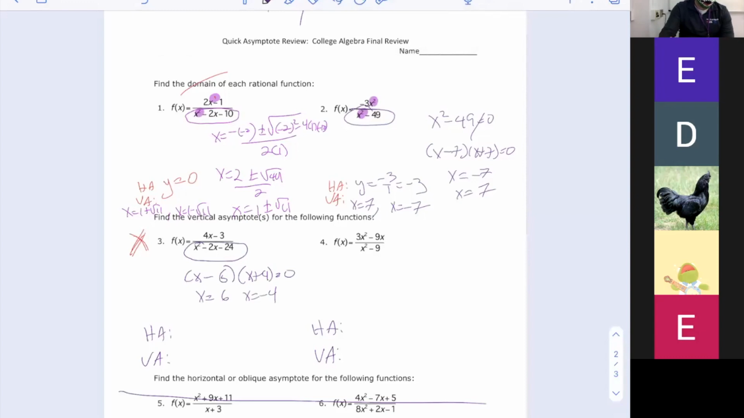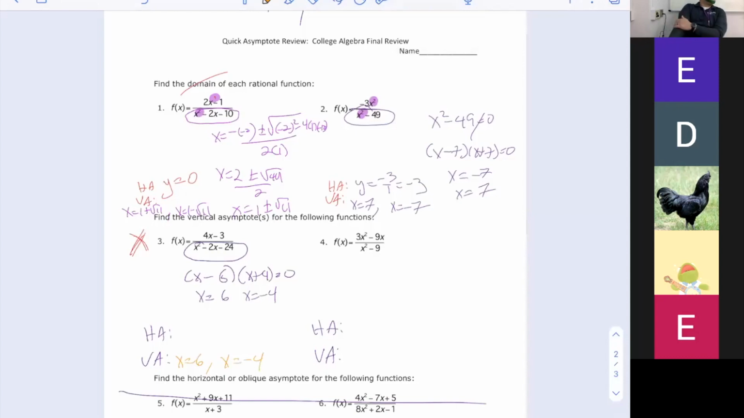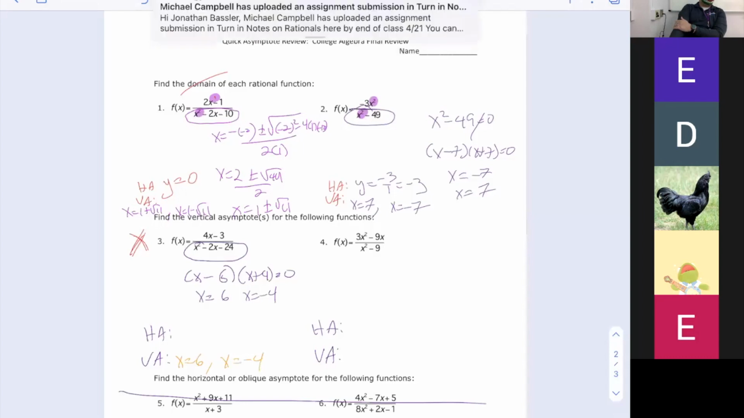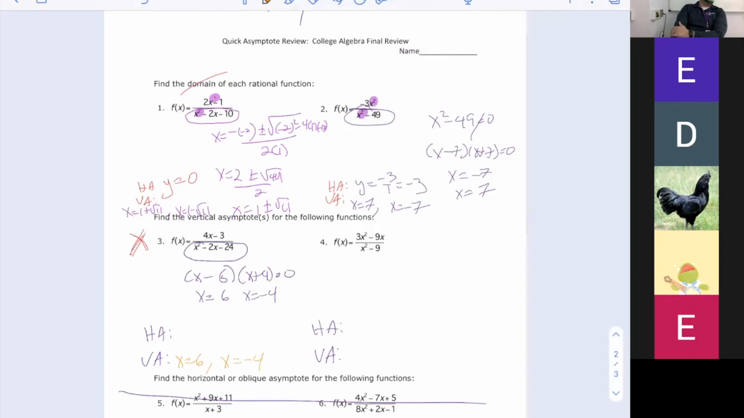How do I know that they're vertical? Besides the fact that I took it out of the denominator. What lets you know that it's vertical? What kind of equations are those? What letters does it start with? X, right? x equals lines are vertical lines. So automatically you know that those are going to be your vertical asymptotes.